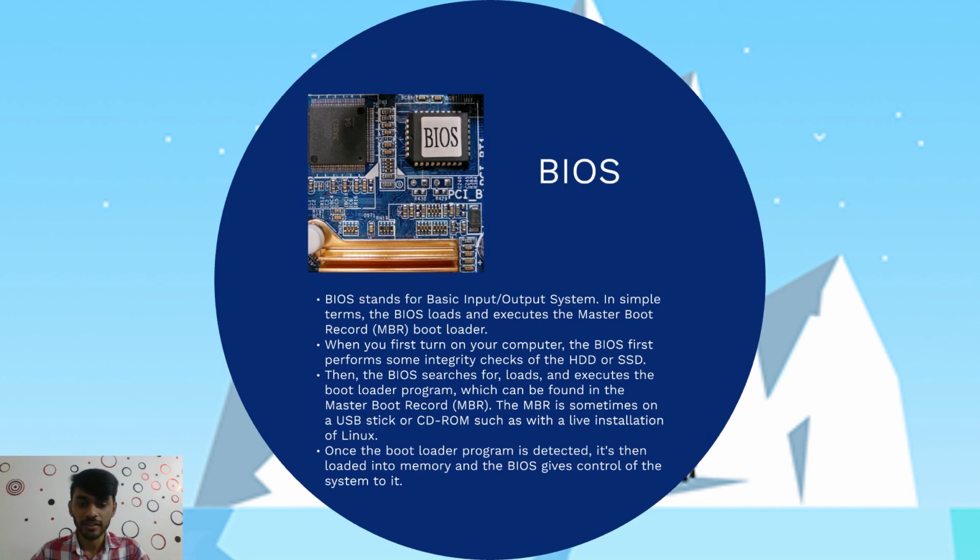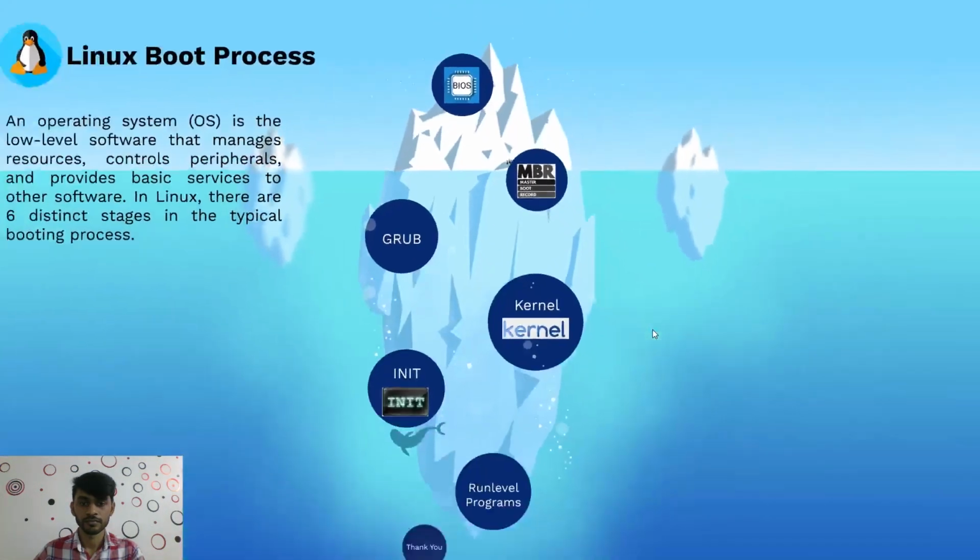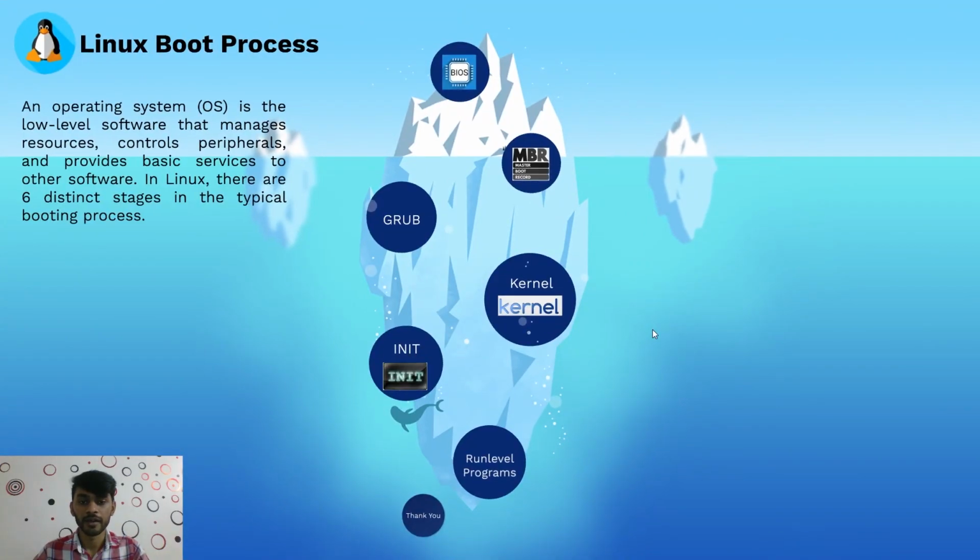The MBR is sometimes on a USB stick or a CD-ROM, such as a live installation of Linux. Once the bootloader program is detected, it's then loaded into memory and the BIOS gives the control of the system to it. Now let us talk about MBR.